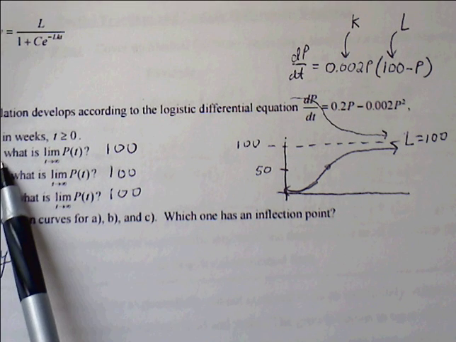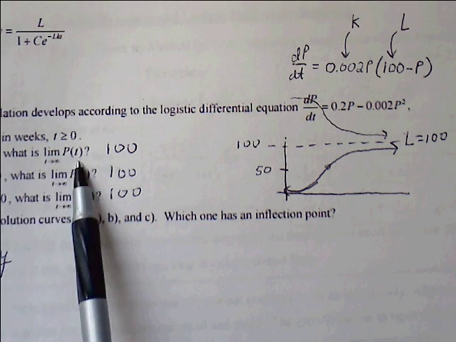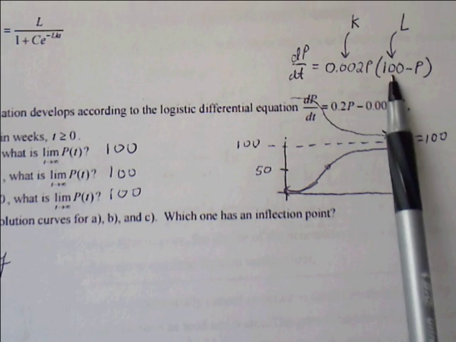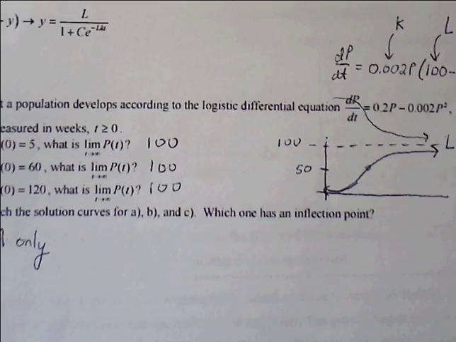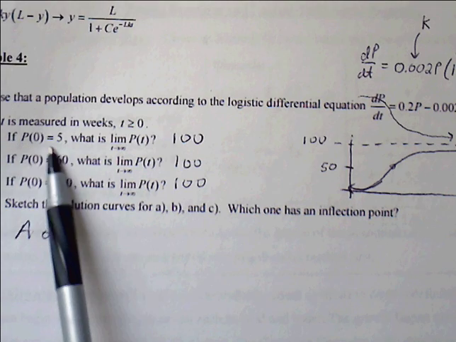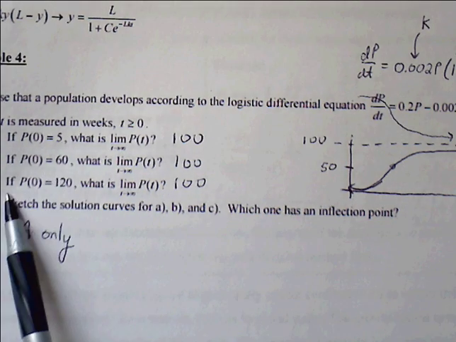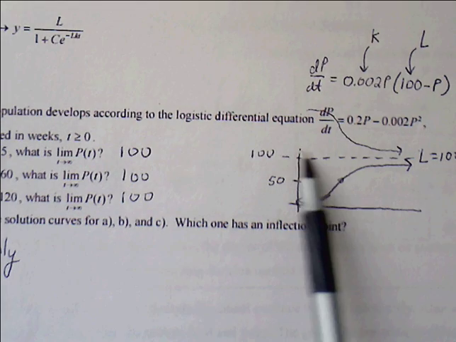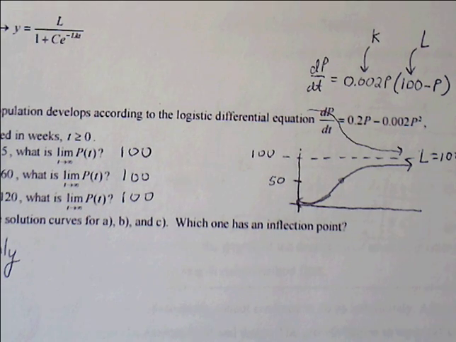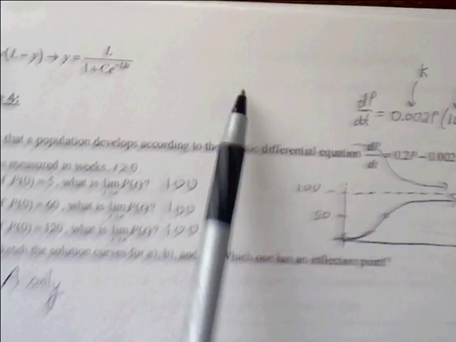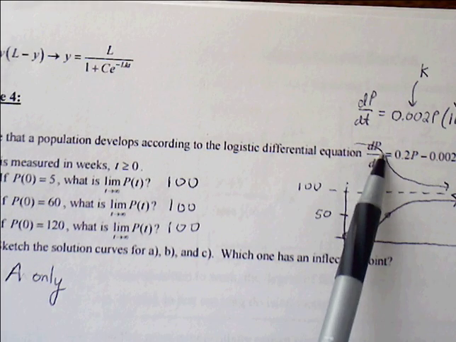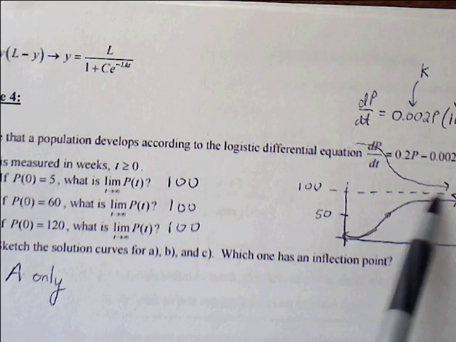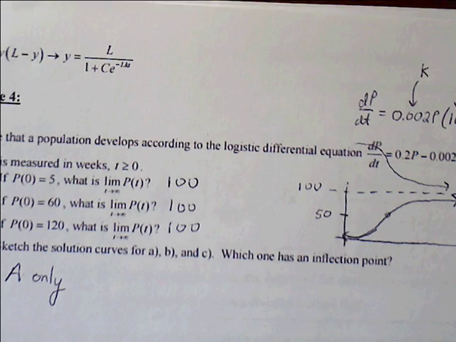Okay, if P of 0 is equal to 5, what is the limit? The limit is always going to be 100, so it doesn't matter whether we start at 5 or at 60. If we start at 120, the graph is always going to eventually find its way back to the limit. Even if it's 120, the graph will still eventually come back down to a sustainable level.